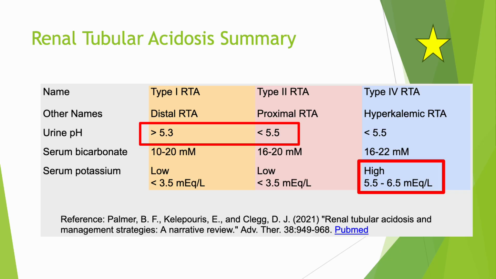Now, why does type 1 RTA have a lower bicarbonate level but a higher urine pH compared to type 2 RTA? The reason for this is because proton secretion is impaired in type 1 RTA, but not type 2 RTA, which allows for urine acidification to occur when it comes to type 2 RTA. There are actually some slight variations to these RTAs that can occur, but this high-level overview will be the extent to which you are responsible for this information.